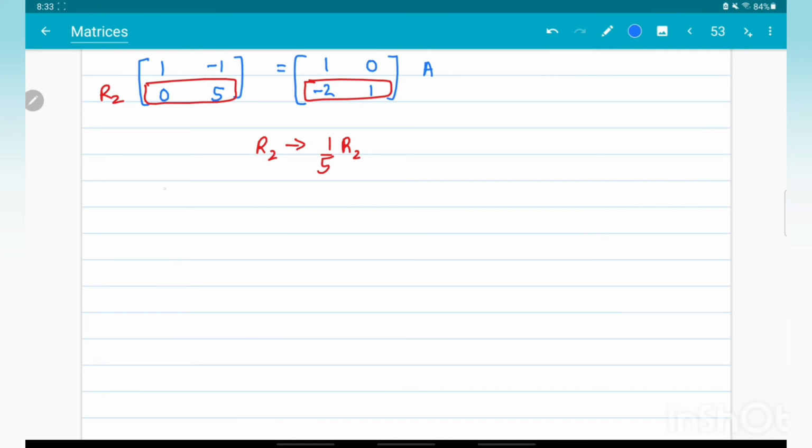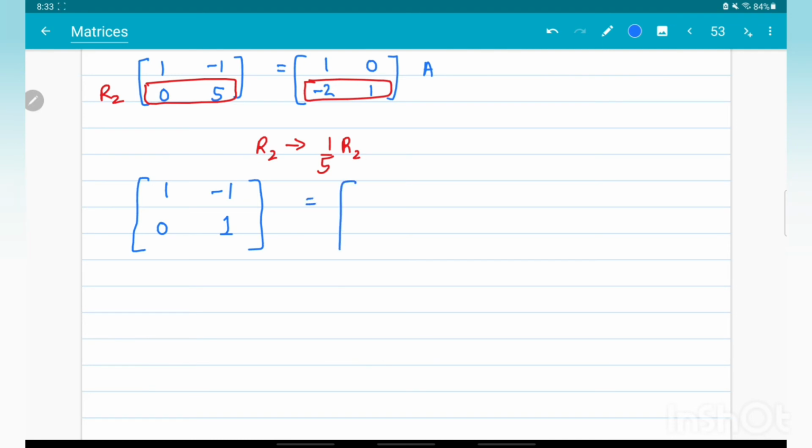So when I do that, I get 1 minus 1, that is the first row will remain as it is. The second row will become 0 divided by 5. Okay, so 0 divided by 5 is 0 only. So let me write it as 0. Now this will become 5 divided by 5. Okay, so 5 divided by 5 is 1. So this aim is also fulfilled, that I got a 1 over there.